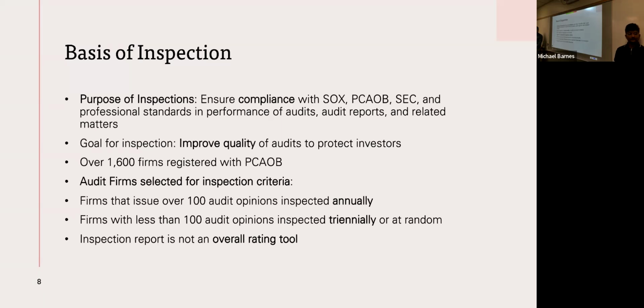And then obviously, there's over 1,600 firms registered with the PCAOB. So obviously not every firm is going to be inspected on a year-to-year basis. So their selection criteria to choose which firms to inspect: any firms that have over 100 audit opinions, 100 clients that they give audit opinions for, they're going to inspect them annually. And any firms with less than 100 audit opinions, it's going to be done once every 3 years or at random.